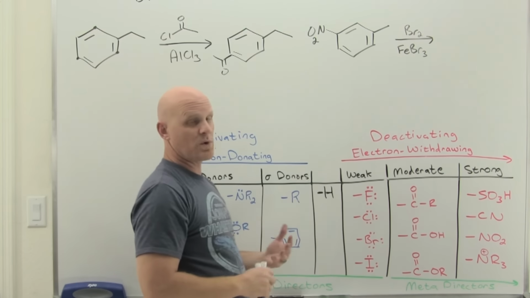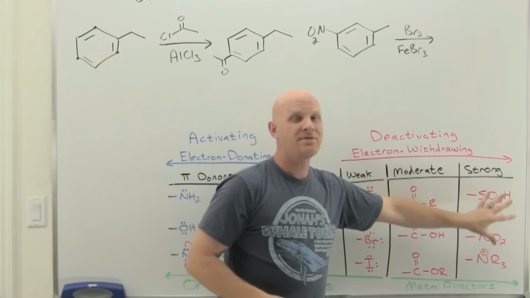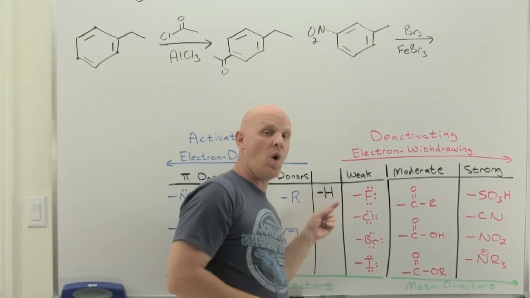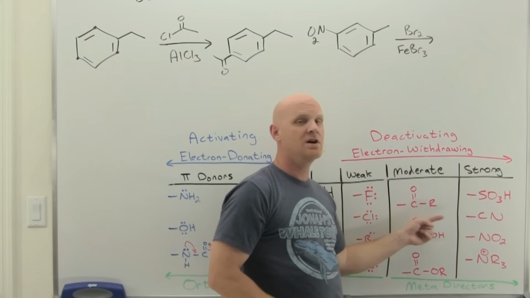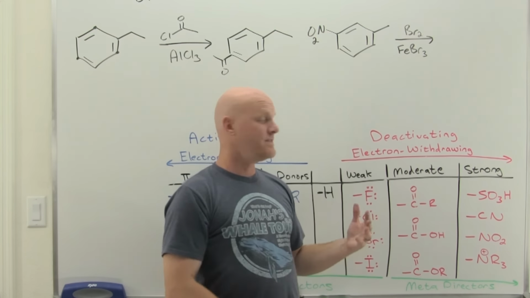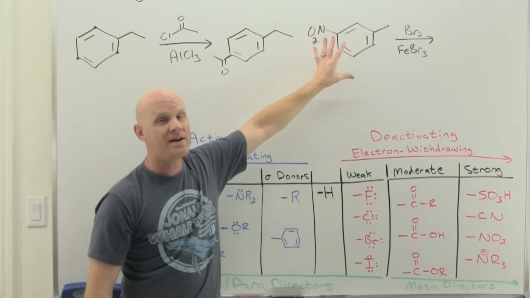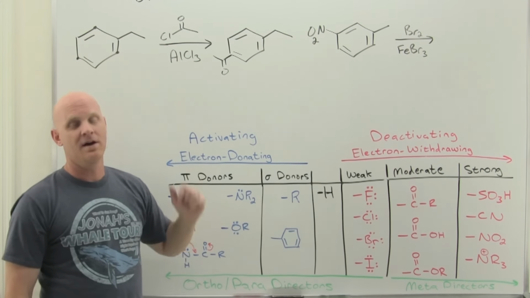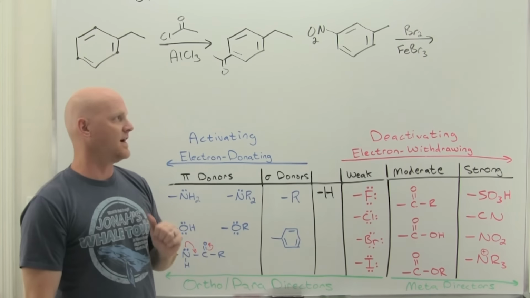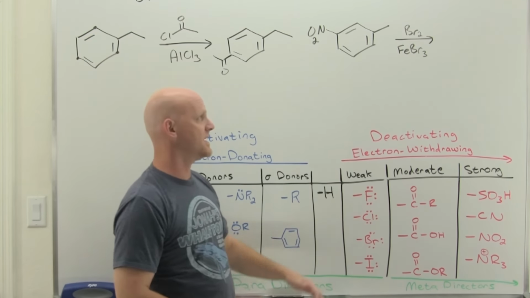Now, the exception to this is what if you don't have any donating groups? What if everything you have is all withdrawing groups? Well, if everything you have is all withdrawing groups, in that one situation, then the strongest withdrawing group is going to get to direct. But that's it. Even if you have a really strong withdrawing group and a rather weak donating group like we do right here, the strongest donating group wins. So any donating groups present, they get to decide. If there's only withdrawing, the strongest withdrawing decides.